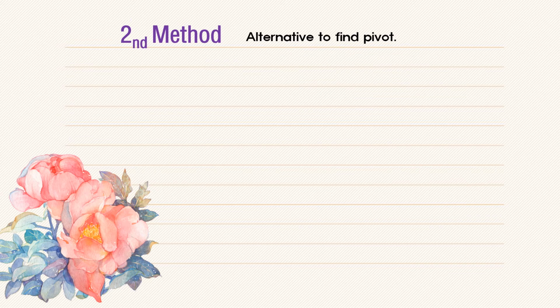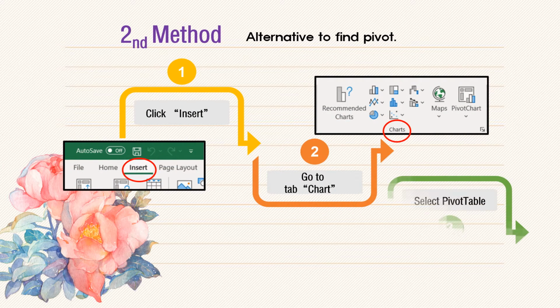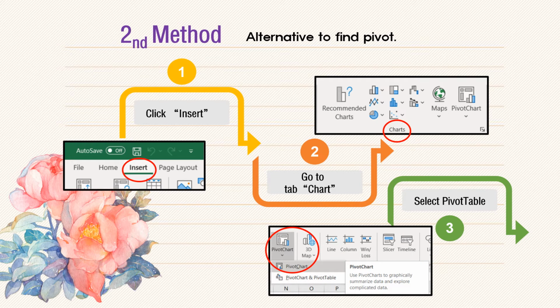The second method, let's see how. The second method is the alternative to the pivot table, where you find the Insert ribbon and go to the chart tab. In the chart tab, you may find the pivot chart. Inside the pivot chart here, you may find the chart and the table inside.